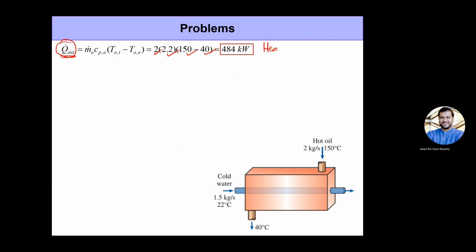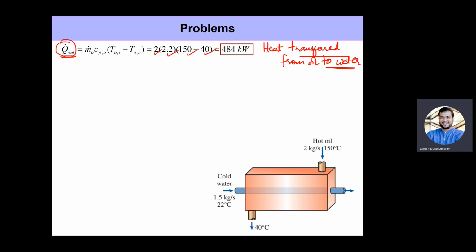Okay, heat transferred from oil to water. So this is one thing that we wanted to determine in the problem. All right. We also need to determine the exit temperature for water. So now let's treat the tube for water as another control volume. All right. So let's do it here.